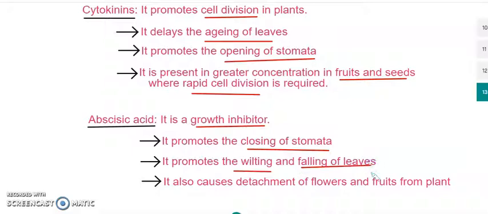When the leaves mature enough and their lifespan is about to end, abscisic acid is released in the leaves. The leaves will start wilting, meaning curling up and drying up, and then they finally fall off. It is also the one which causes the flowers and the fruits to detach from the plant once they are ripened. Especially the flowers: once the fertilization of the pollen grains and the ovary is finished, the flower petals have to dry off and fall down. That is taken care of by abscisic acid. In the same way, when the fruit is ripened, it will fall off from the tree because abscisic acid is present.